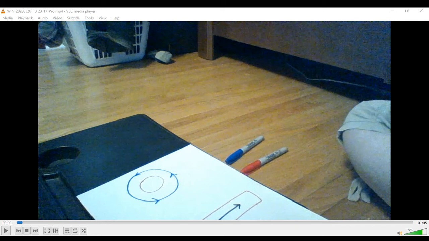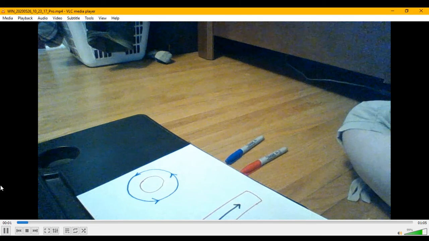This is Mrs. Wright, and I'm going to show you a couple of examples using the first left-hand rule for straight conductors. This is just a wire with electricity passing through it. So there's two basic things you need to do. In the first diagram, I'm going to be looking at a cross-section of the wire.